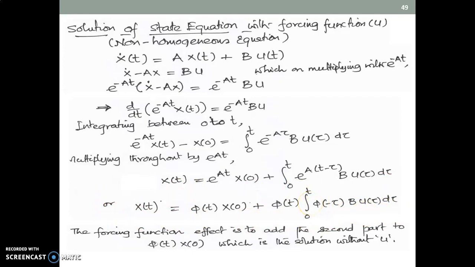In the next video, I will explain how to determine the solution of the state equation with an example.